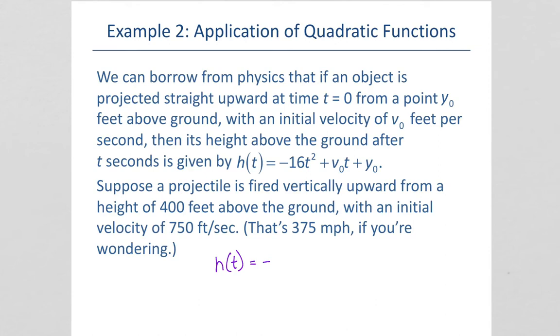H of t equals -16t squared plus, and we need to plug in for v naught. V naught is the initial velocity. It said 750. And then we plug in for y naught. That's the initial height, 400 feet. And so there is our formula.